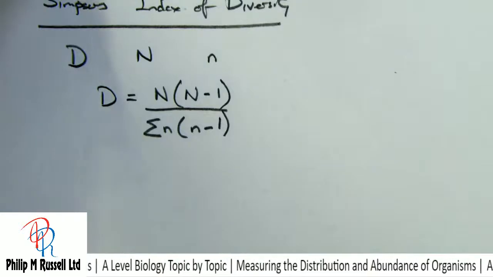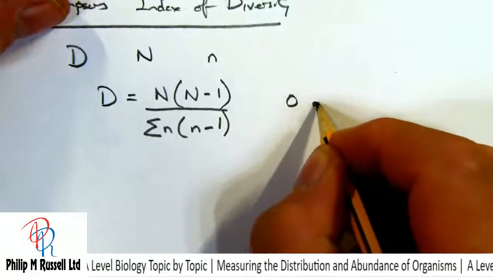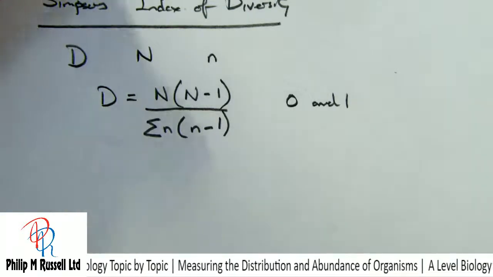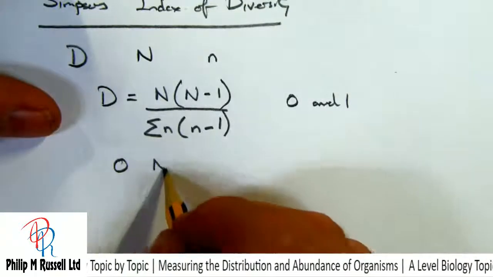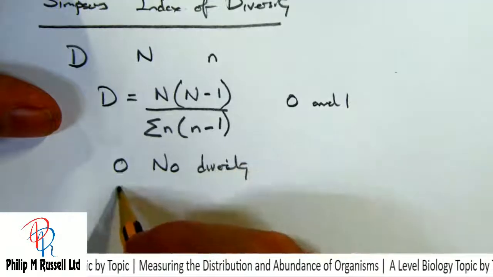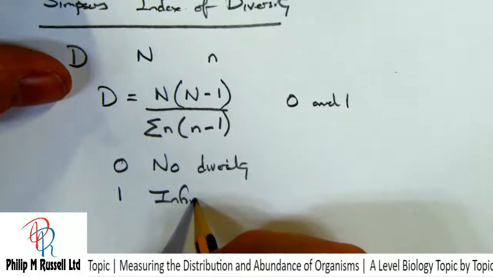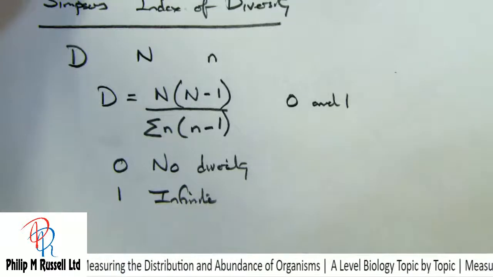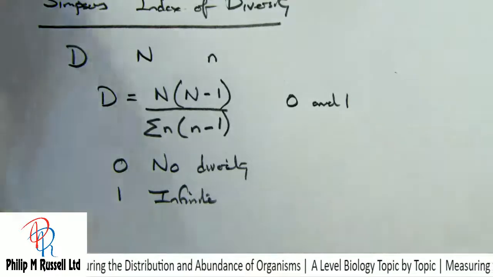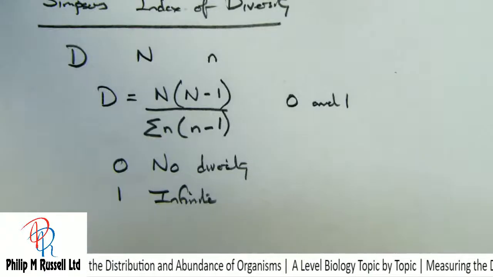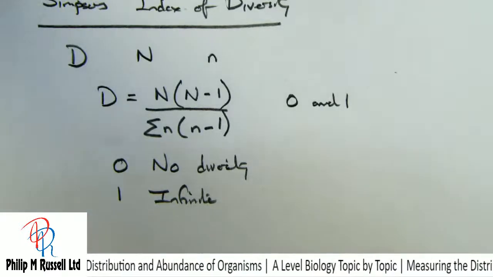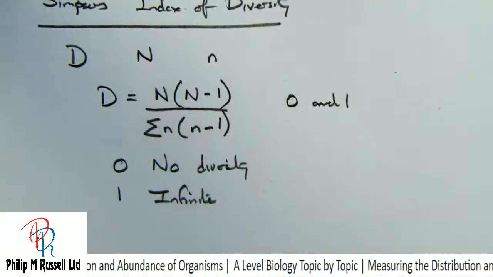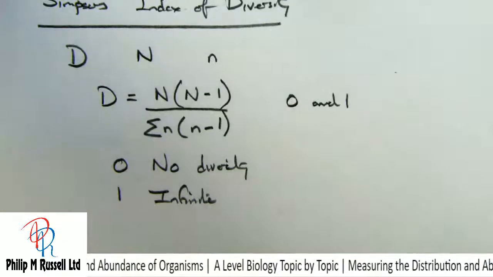Now this gives us a value always between 0 and 1. If you get anything else, you know you've gone wrong. Basically 0 represents no diversity, and 1 is basically an infinite amount of diversity. So the higher the value of Simpson's Index of Diversity, the more diverse the habitat. And in your exams you'll often be given data that someone has collected, and then you can try and work this out for yourself. And sometimes it's worthwhile trying to work out some of these things.